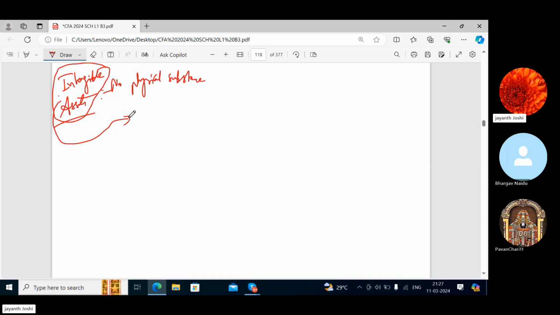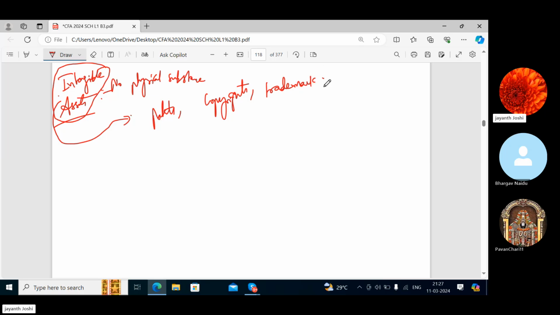If the cost cannot be recognized, that means if you cannot find out the cost of this, if it doesn't have a cost, then you cannot show it in the books, right? So first and foremost, it should give you economic benefits, and second, its cost should be recognized, right? And the examples of intangible assets are patents, copyrights, trademark.